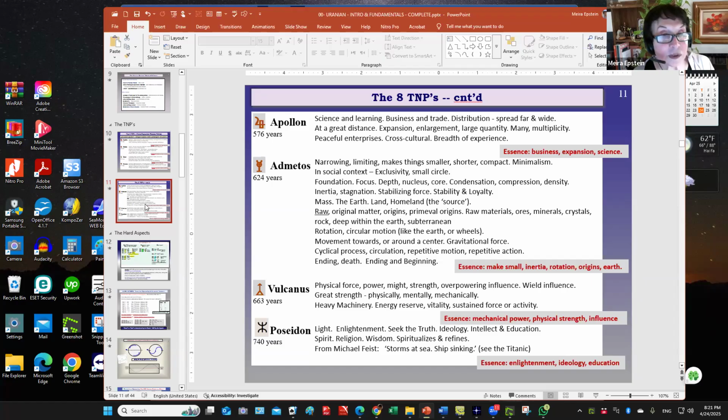So this is where I'm going to take you on this journey. Okay, we're almost done. So I want to show you a chart with Poseidon. Very apropos to these days.